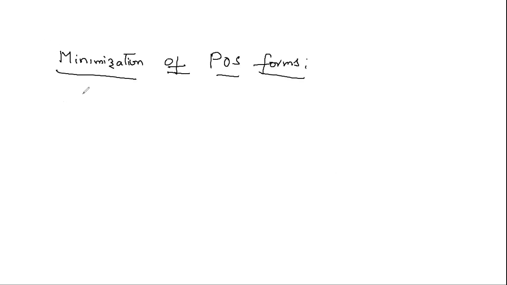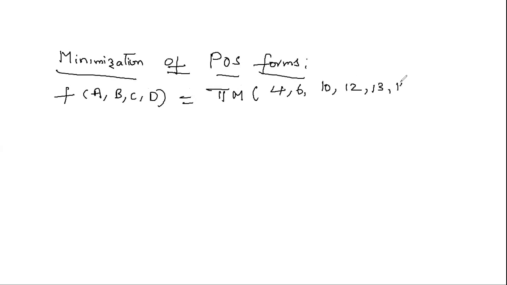Good morning, students. I want to teach you the minimization of POS forms. The problem is given in this way: F of A, B, C, D is equal to pi of M 4, 6, 10, 12, 13, 15. The pi is representing that the problem is given in the form of POS. So how are we going to minimize this problem? Using K-map. That is what you have to learn here.